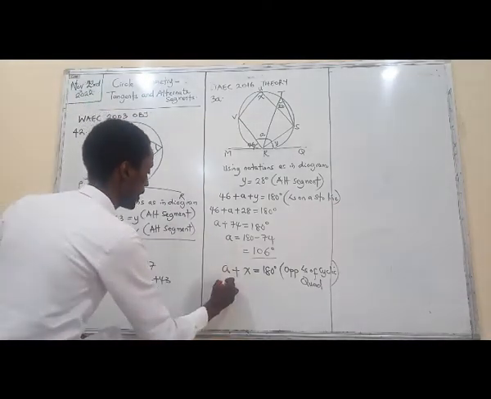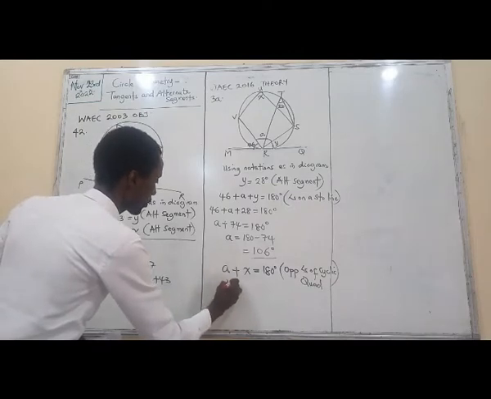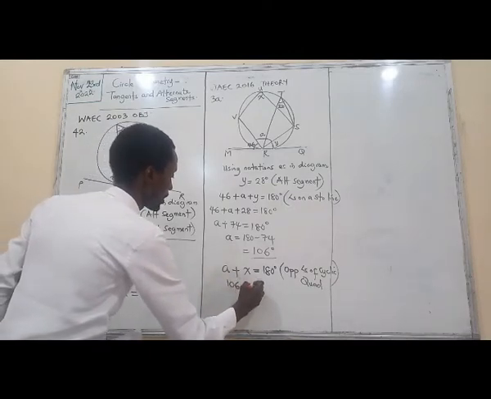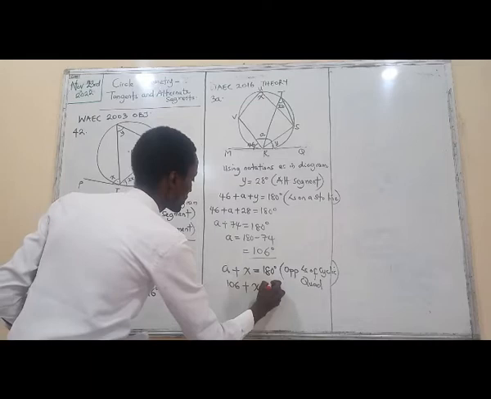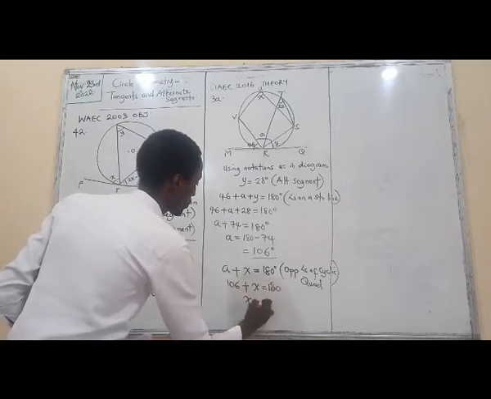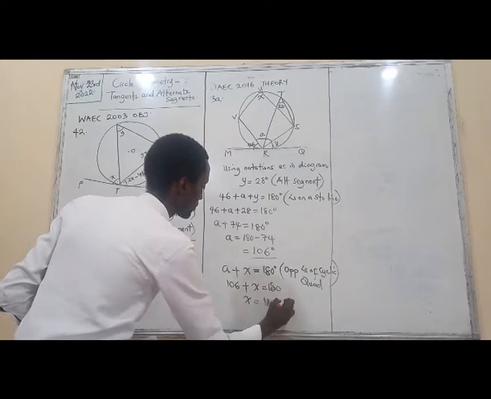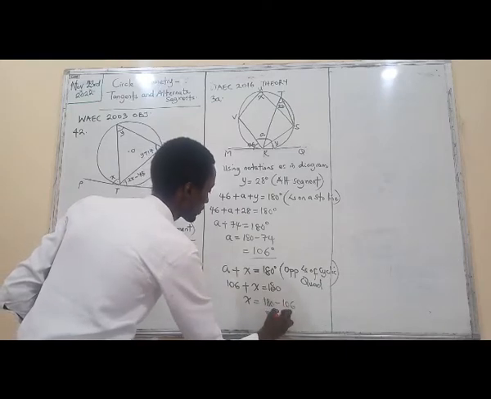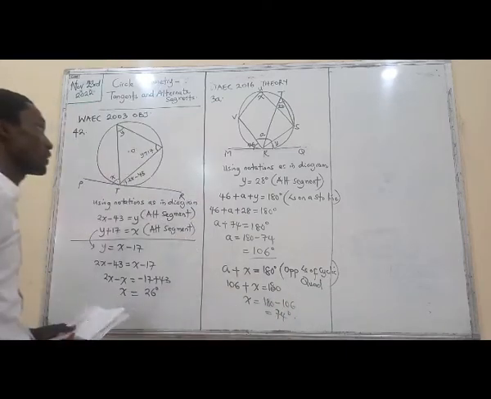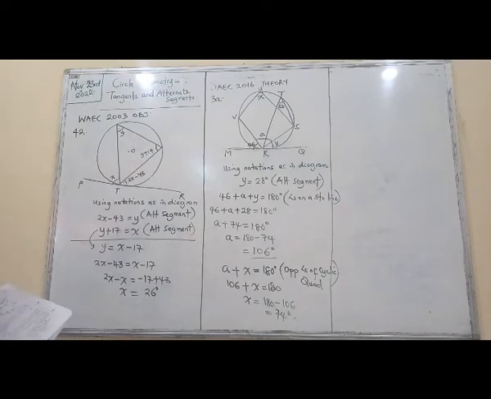So it means that from here, 106 plus x will be equal to 180 degrees, and x will be equal to 180 minus 106, and that will be 74 degrees. So that answer will be 74 degrees. So 74 degrees will be the answer to that question.